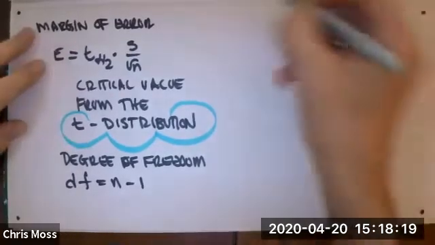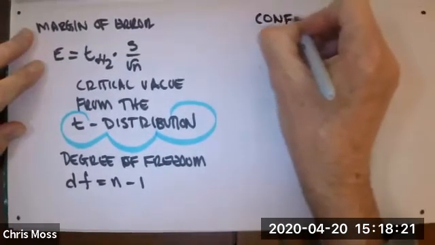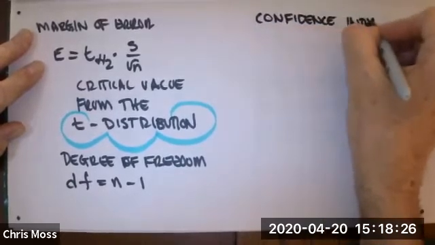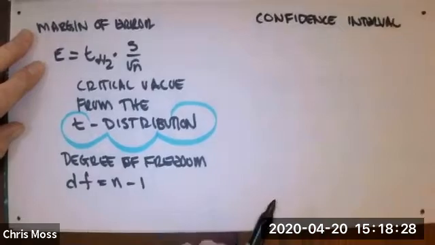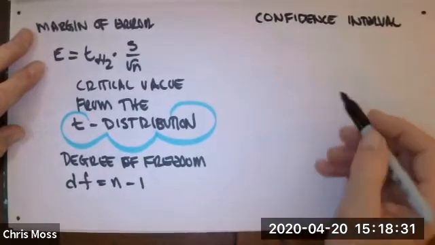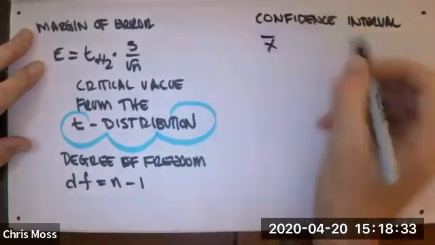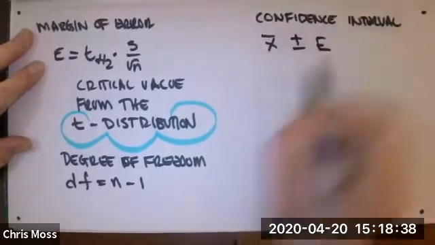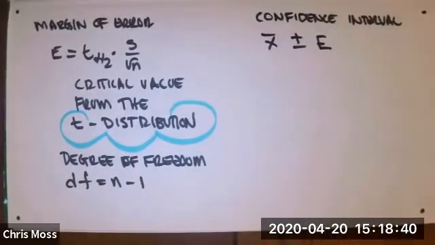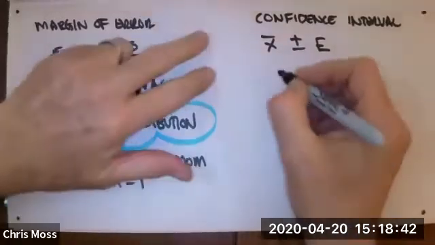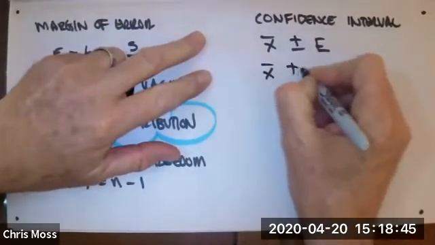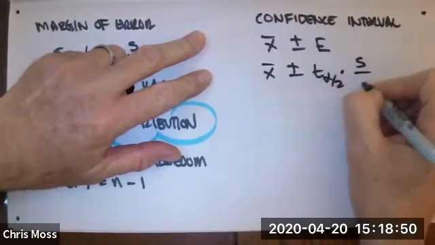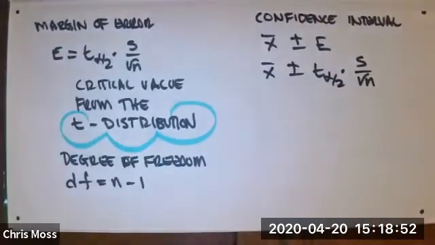Now, my confidence interval is given to us by starting with the point estimate x bar and adding and subtracting a bit, that bit being the margin of error. In its formula form, it looks like x bar plus or minus t alpha over 2 times s over the square root of n.